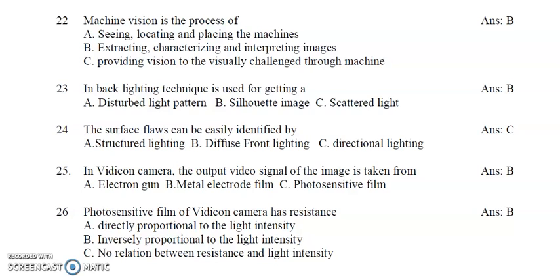25th question. In Vidicon camera, the output video signal of the image is taken from A, electron gun, B, metal electrode film, C, photosensitive film. So all these 3 elements, electron gun, metal electrode film and photosensitive film, are the parts of Vidicon camera. So the output video signal of the image is taken from the metal electrode film.